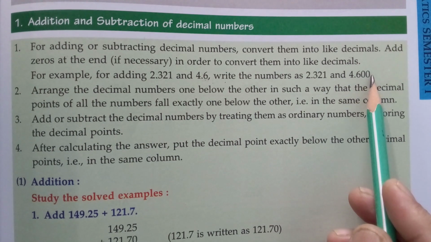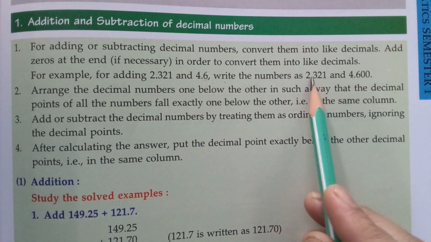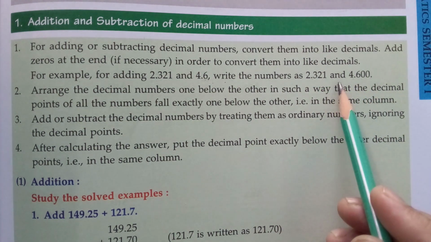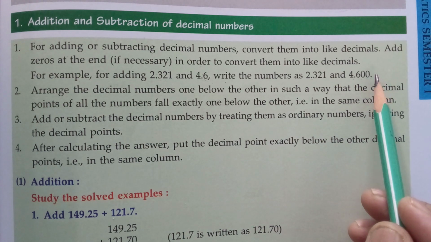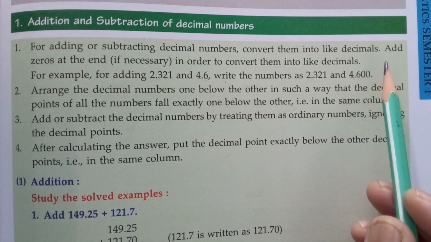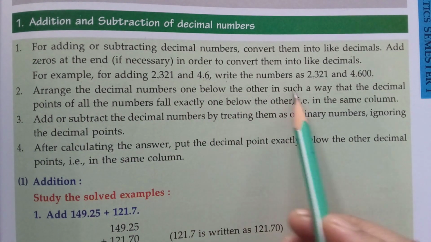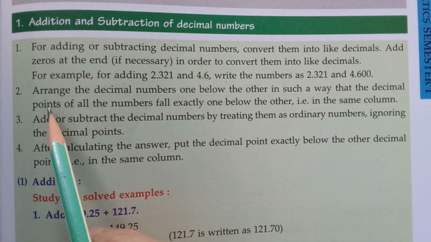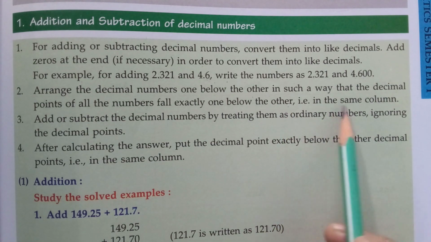So, add 2 zeros. So, 2.321 and 4.600. See here, now these two decimals are like decimals. How? Because after the decimal point, how many digits are there? 1, 2, 3. 1, 2, 3. Understood children? So, in this way, the first point is you should convert unlike decimals into like decimals to add or subtract. Okay children? Now, arrange the decimal numbers one below the other in such a way that the decimal point of all the numbers fall exactly one below the other in the same column.